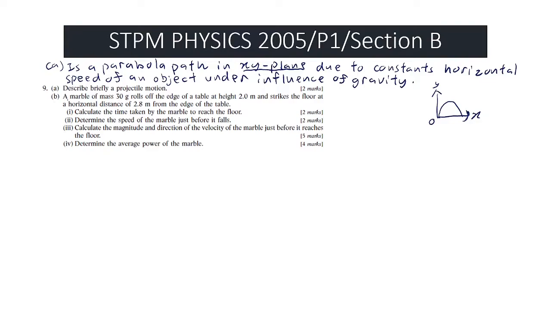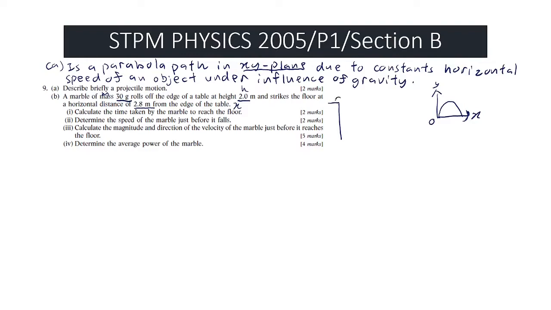B. A marble of a mass of 30 grams. This is m, rolls off the edge of the table with height 2.0 meter. This is the h, and strikes the ground at a horizontal distance of 2.8 meter from the edge of the table. So the horizontal distance, let's say, is x. And so this is the situation.